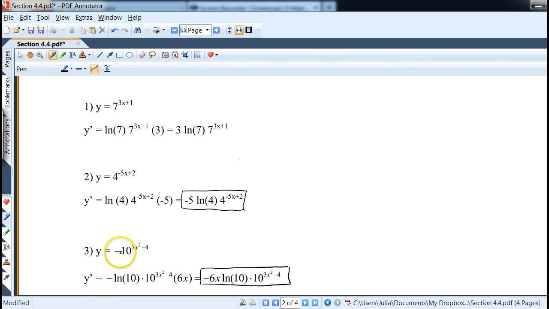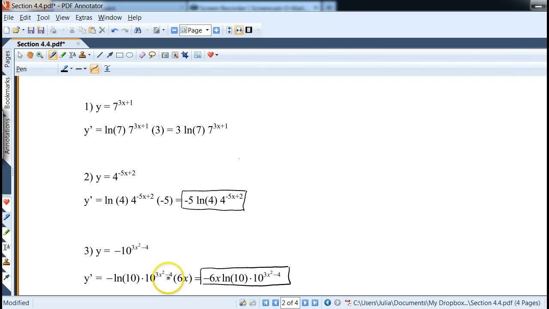Okay. Let's do maybe one more example. Y equals negative 10 to the 3x squared minus 4 power. Again, the base is 10. So negative is a constant. So we keep it negative. And then we have a ln of 10 times the function 10 to the 3x squared minus 4 power times the derivative of 3x squared, which is 6x.